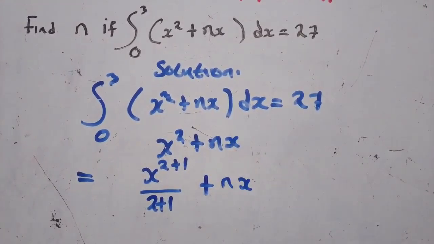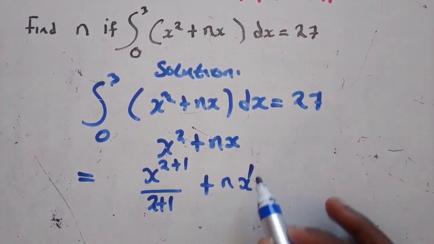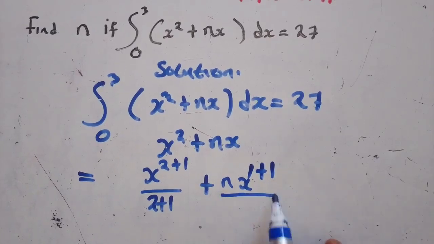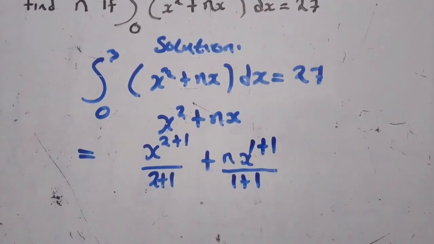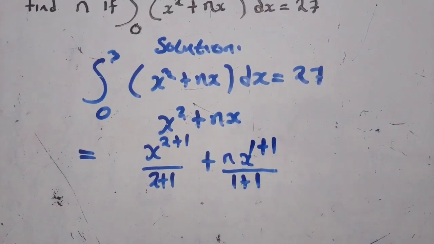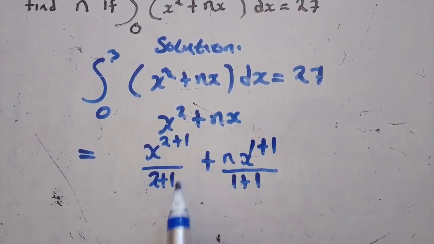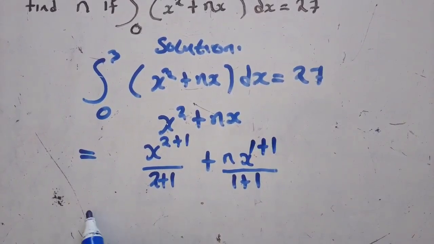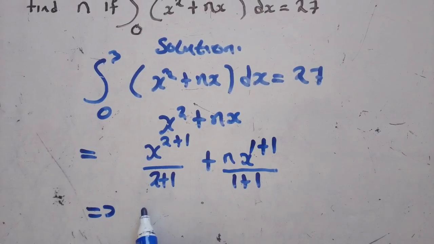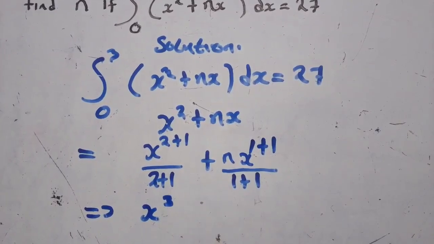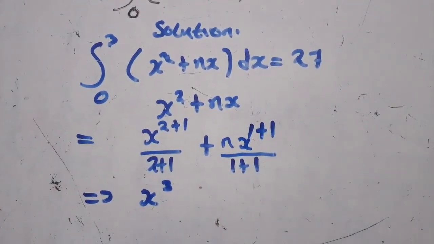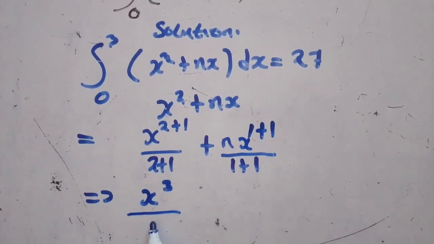Here there is no power, so it means that the power is 1. When the power is 1, we don't show the power, so there is a 1 here, and we just add 1. We do the same thing down here, so 1 plus 1. Then just find the sums. 2 plus 1 will give you 3. So we will have x to the power 3, x cubed over 2 plus 1, which is 3.